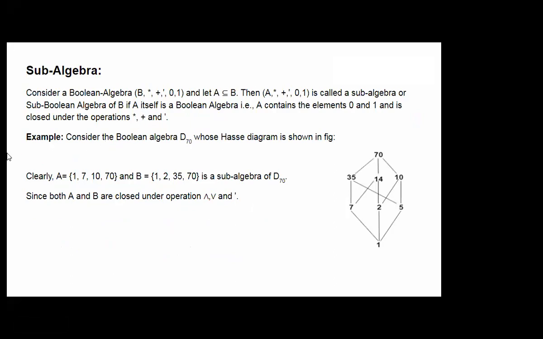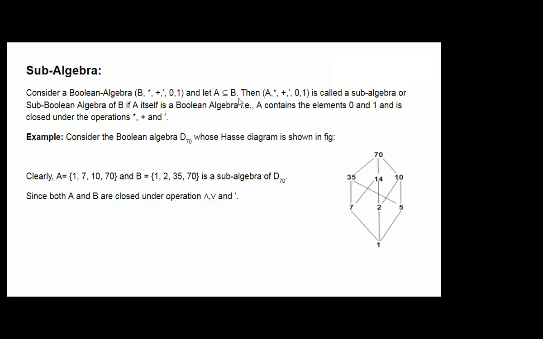Then subalgebra is there. It is the next part of the Boolean algebra. Consider a Boolean algebra B star plus complement 0 and 1. Star here again is referring to ANDing operation, and plus here is referring to OR operation. And let A is subset of B. Then A star plus complement 0, 1 is called a subalgebra or sub-Boolean algebra of B if A itself is a Boolean algebra.